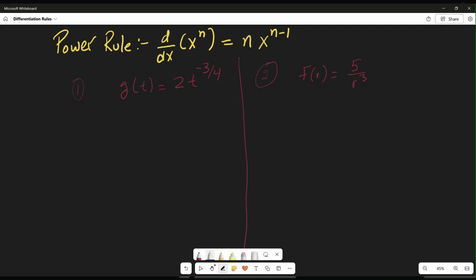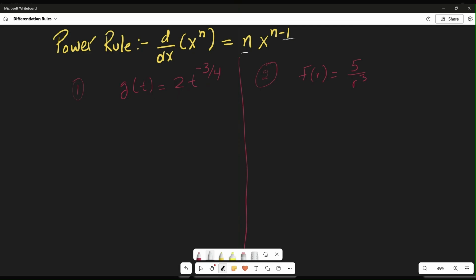Let's go over the power rule in a few minutes only. The power rule is simply taking the power down in multiplication and subtracting 1 from it. Let's apply that formula to both of these examples. Here we have the function g of t is equal to 2t to the negative 3 over 4.